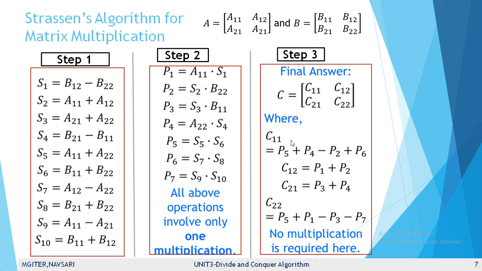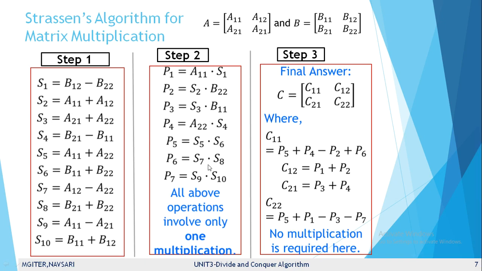C11 is equal to P5. What is the equation for P5? That is S5 dot S6. And what is the equation for S5? That is A11 plus A12, and S6 is B11 plus B22. So here no multiplication is required for finding C11, C12, C21 and C22 beyond these. Similarly, we use all these steps. So here we reduce the number of multiplications; only 7 multiplications are required.